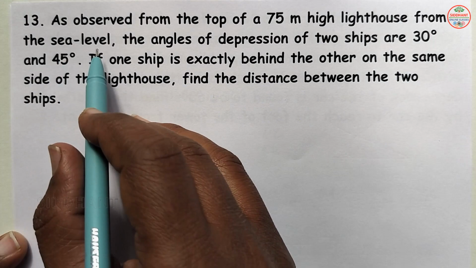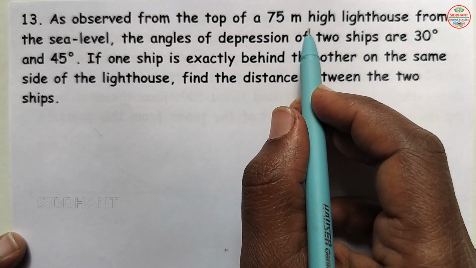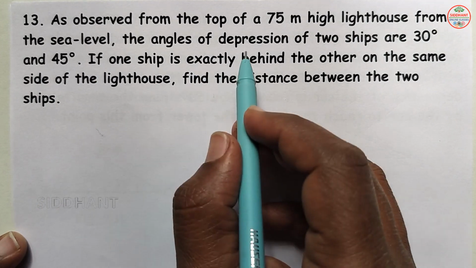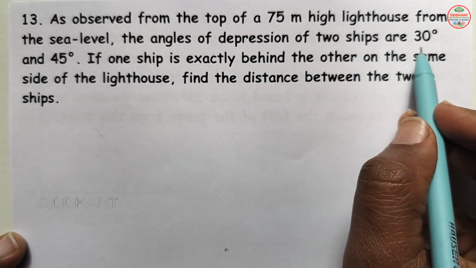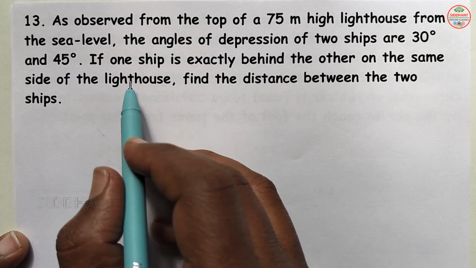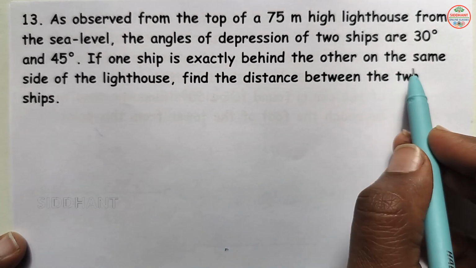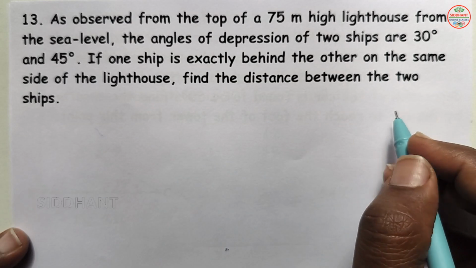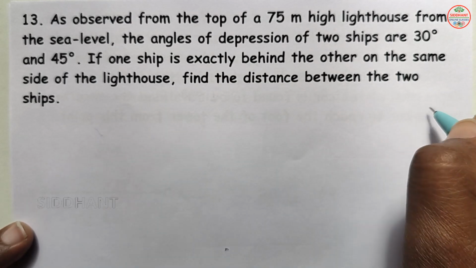Question number 13. As observed from the top of a 75 meters high lighthouse from the sea level, the angles of depression of two ships are 30 and 45 degrees. If one ship is exactly behind the other on the same side of the lighthouse, find the distance between the two ships.